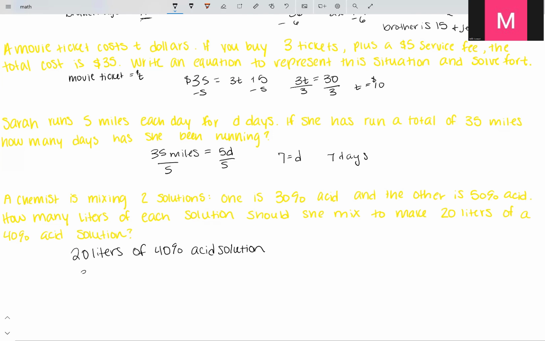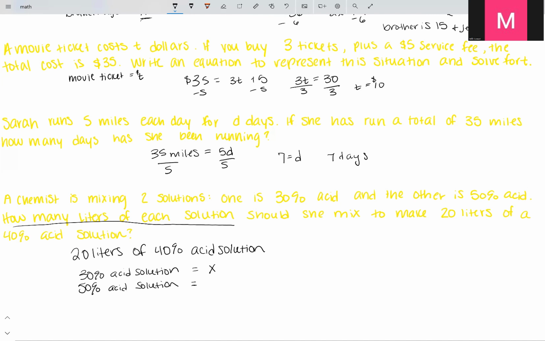And then we've got a 30% acid solution and a 50% acid solution. And we want to assign variables to these two. What we're looking for is the amount of liters of each solution. So we're going to look for x liters for the 30% acid solution. And we could say y for the 50% acid solution, but that would make our equation a lot harder to solve. So we want to make a variable for this one in terms of x.